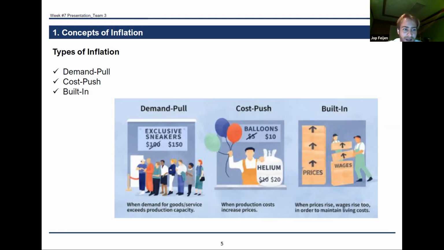And they will demand either more costs or more wages to maintain their standard of living. The increased wages result in higher costs of goods and services. And this wage price spiral continues as one factor induces the other, and vice versa.